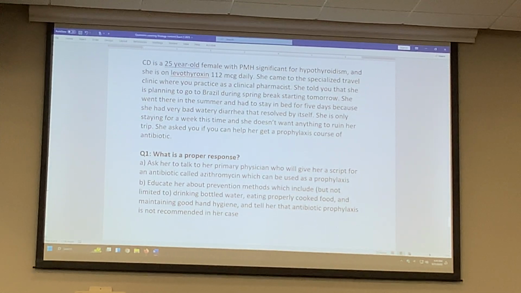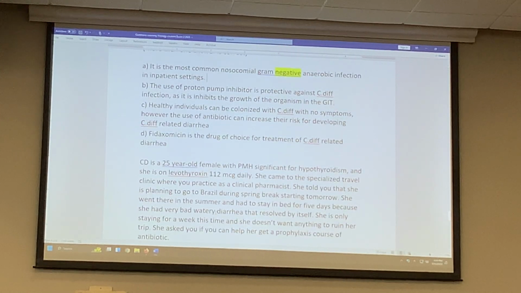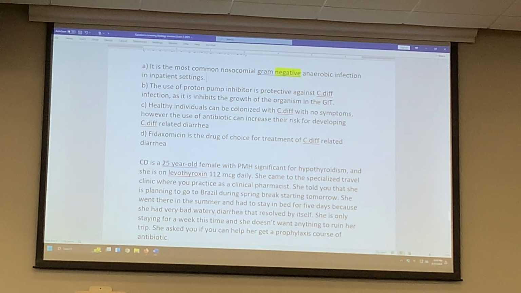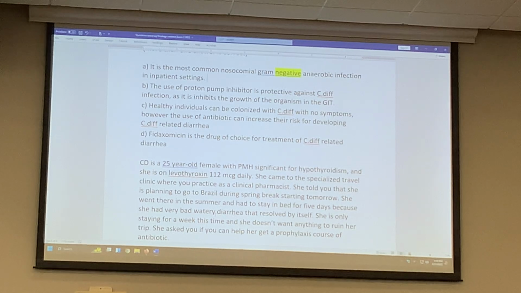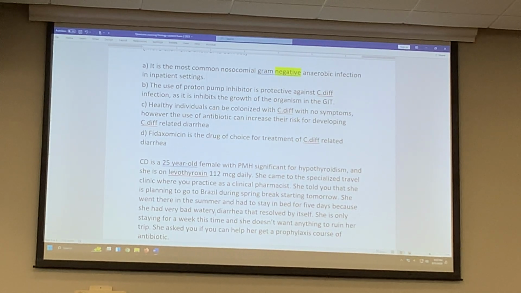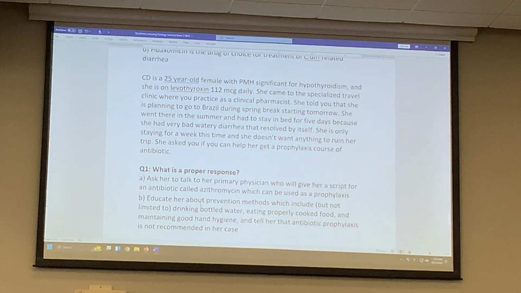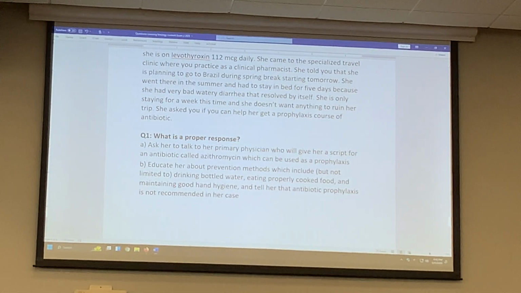So what's your answer? What did I tell you about prophylaxis in traveler's diarrhea? Is this recommended for everyone? No. For whom is it recommended? Patients at high risk, immunosuppressed, elderly people, and so on. So high risk patients. She is not. She's 25 years old.